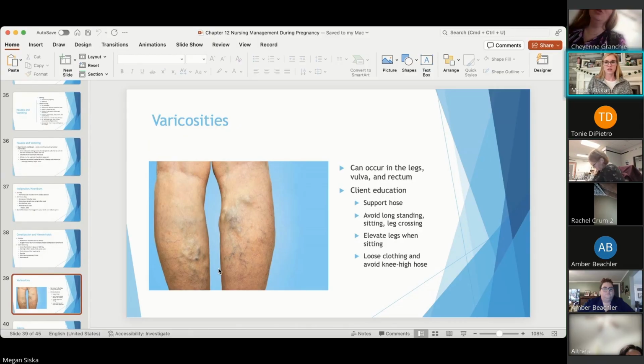Varicose veins also really common because of that pooling that we can get. So we can educate on wearing like support hose, try to avoid standing for long periods of time or sitting for long periods of time, crossing legs. When they are able to, elevating those legs so we can have some venous return, and then nothing tight or restrictive.